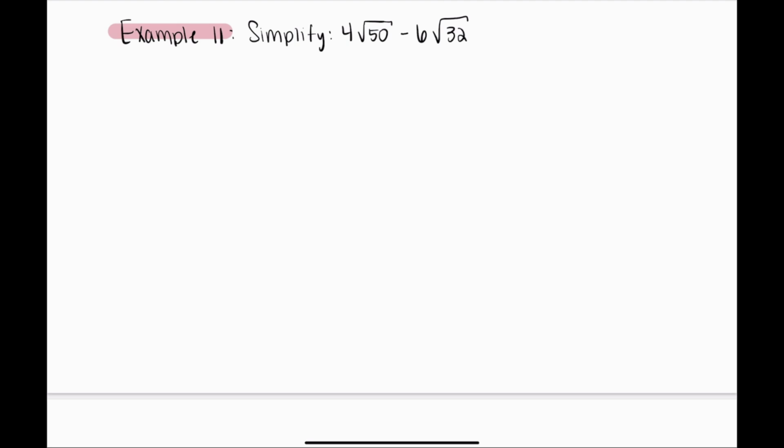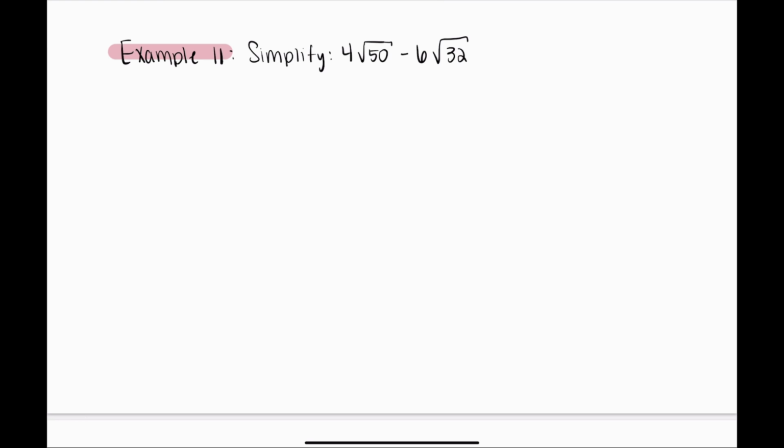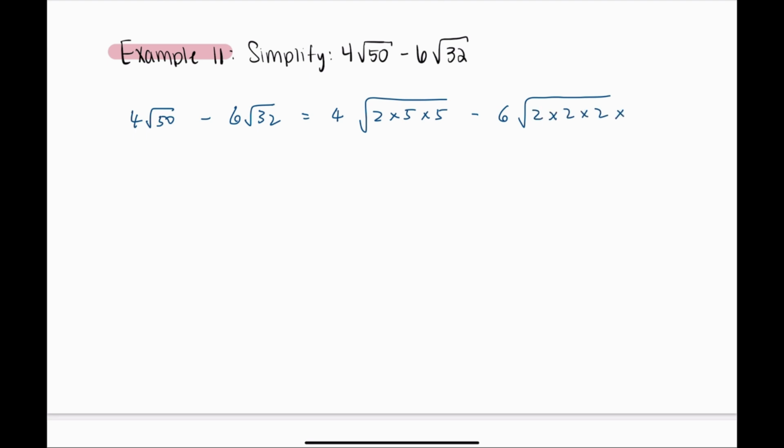After simplifying the radicals, we can check if the radicands become the same, which would allow us to combine the terms. Let's start by simplifying the expression 4 times the square root of 50 minus 6 times the square root of 32. First, we find the prime factorization of each radicand. The number 50 can be factored into 2 times 5 times 5. For 32, the prime factorization is 2 times 2 times 2 times 2 times 2.